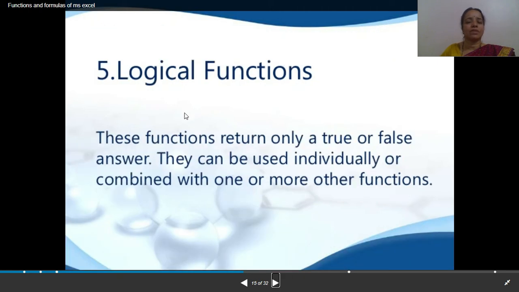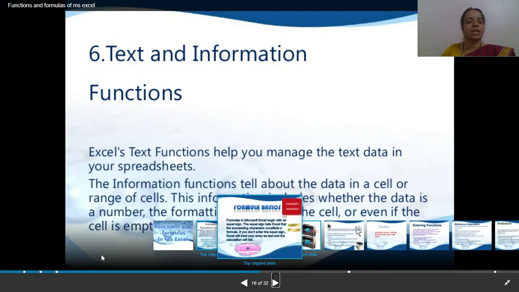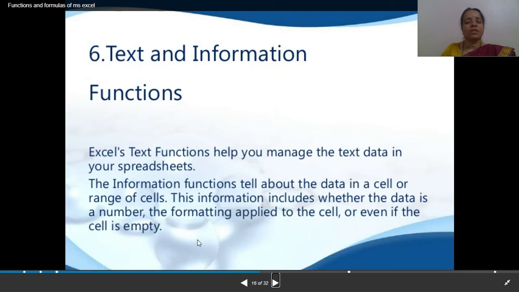Then logical functions. These functions return only true or false, like the IF function. It's used individually or combined with one or more functions. Then text and information functions. You can use these text functions to display a particular text in different formats. You can use the cell or cell ranges' available text in the particular cells. This information includes whether the data is a number, the formatting applied to the cell, or even if the cell is empty. So cell functions provide different categories again.